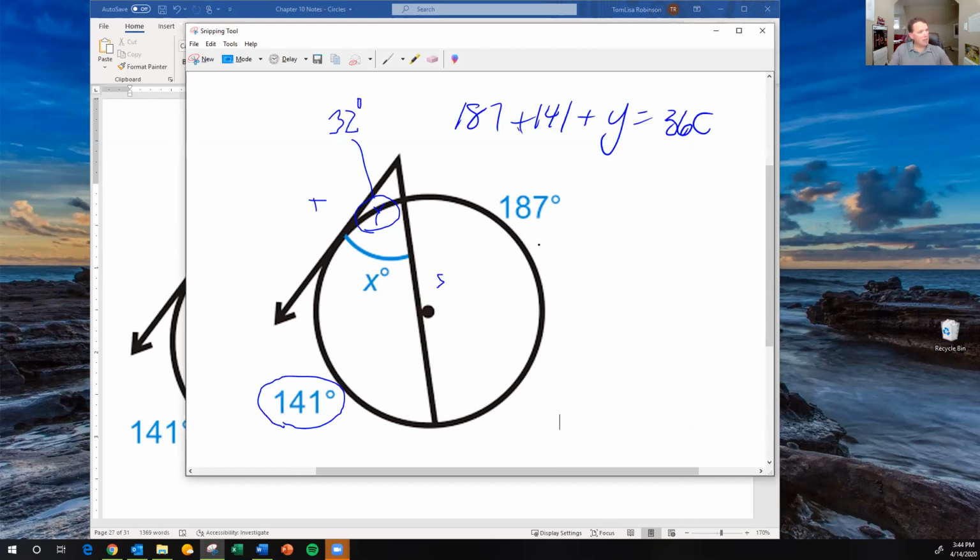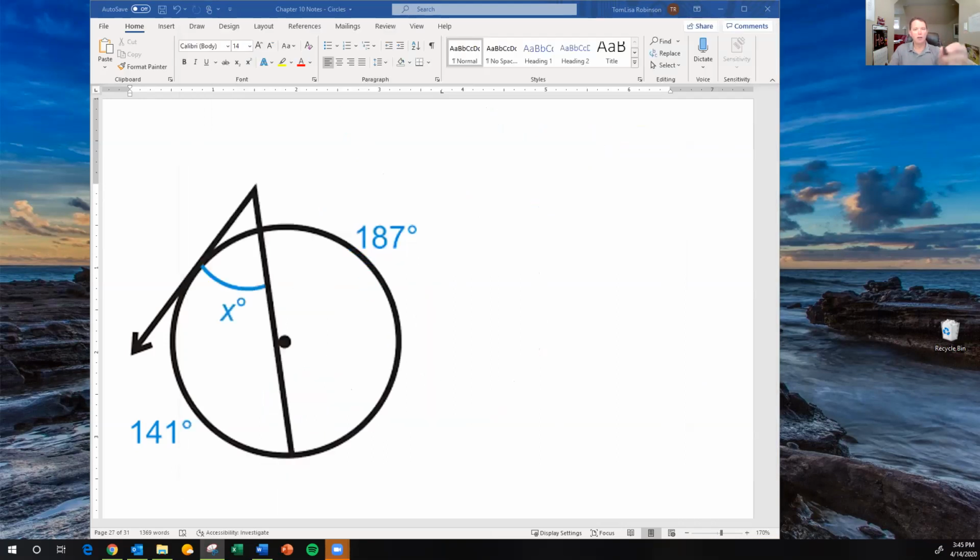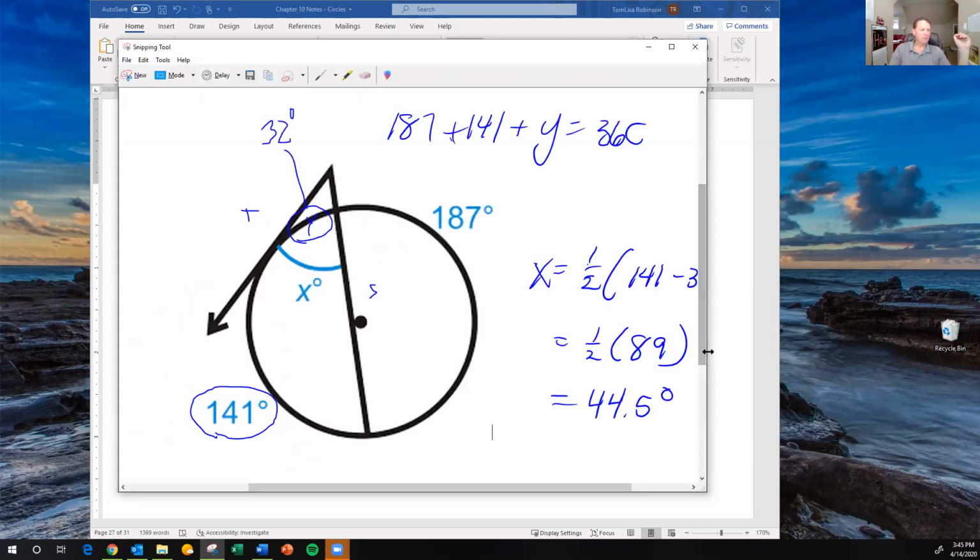So now X, the angle that cuts off these two arcs, is going to be 1/2 of the difference between those. So let me write this again over here. X equals 1/2 the difference, 141 minus 32, half of, I'm going to say 89, which is 44.5. Does that look right? I think that looks right.